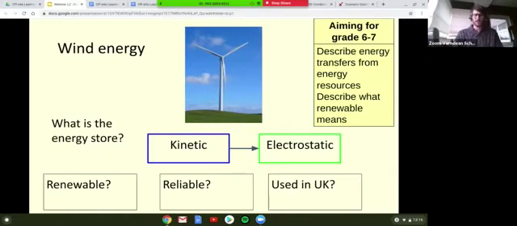Unreliable, okay? So in these slides, I'm going to show you a model of what you are going to create at the end, because you're going to have to fill out some slides like this.